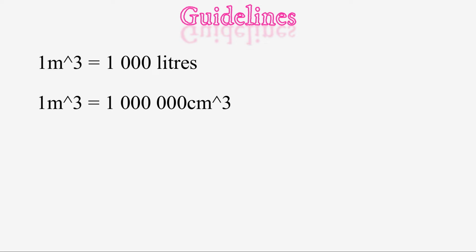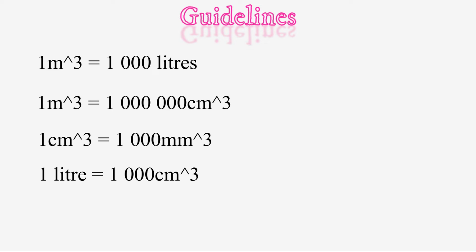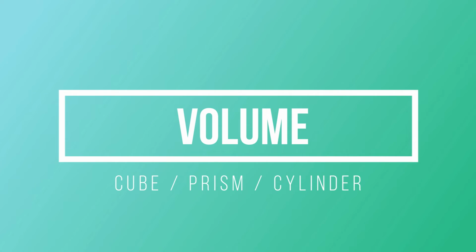Here are a few conversion guidelines for you guys to follow just for the questions. 1 cubic meter is 1,000 liters. 1 cubic meter is 1,000,000 cubic centimeters. 1 cubic centimeter is equal to 1,000 cubic millimeters. And 1 liter is 1,000 cubic centimeters. Okay, let's get into the questions.